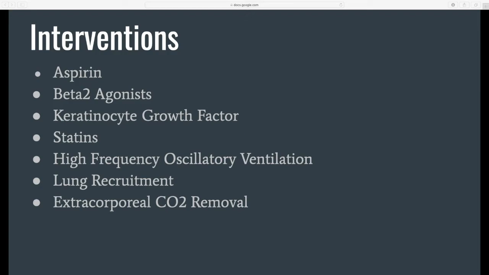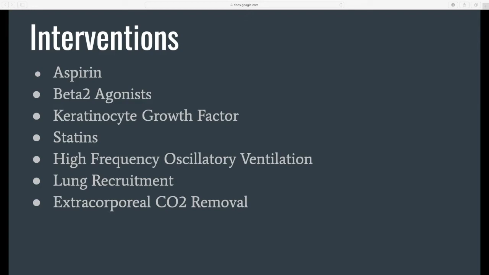With high-frequency oscillation ventilation and lung recruitment maneuvers, there was no improvement or increased mortality. With CO2 removal, with the goal of reducing tidal volumes from 6 mL to 3 mL per kg, there was no difference in vent-free days, but specifically in patients with PF ratios below 150, there was a reduction, and there are 2 active trials looking at this method now.